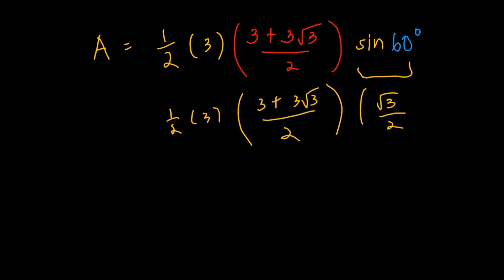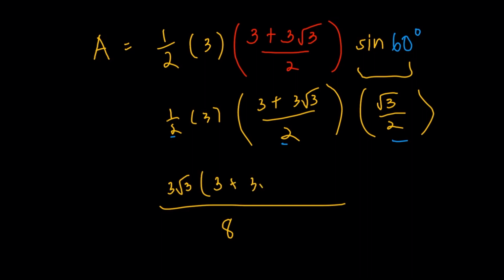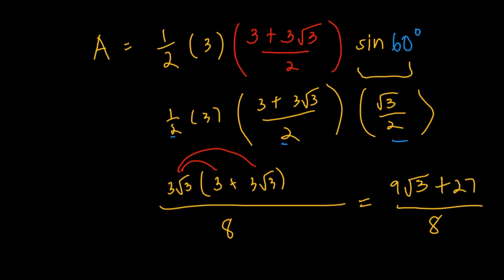Working on the denominator first, I just have the 2's, so in the denominator I'll have 2 cubed, that's 8. And then in the numerator, I'll do 3 times the square root of 3 first. So 3 square root 3 times my 3 plus 3 square root 3, and work on this at the end. 3 square root of 3 times 3 gives me 9 square root 3. And then 3 square root 3 times 3 square root of 3 gives me 27. So the area of the triangle would have to be 9 square root of 3 plus 27 all over 8, and this is our final answer.